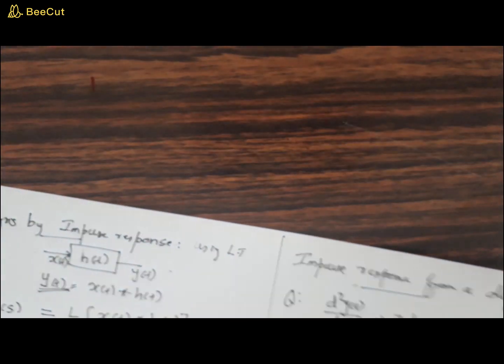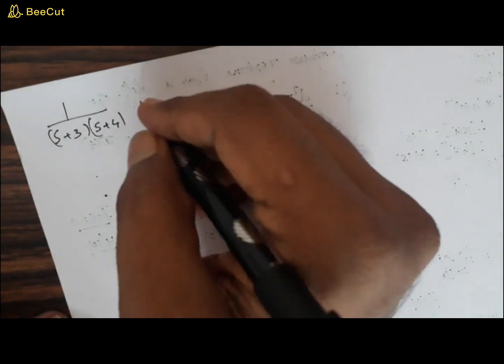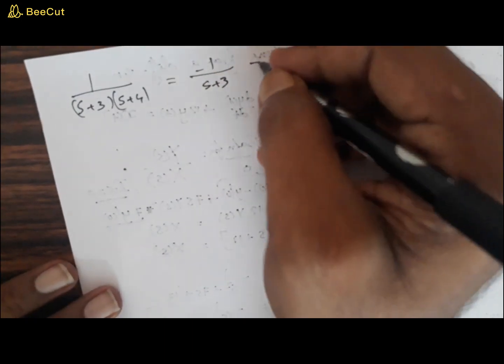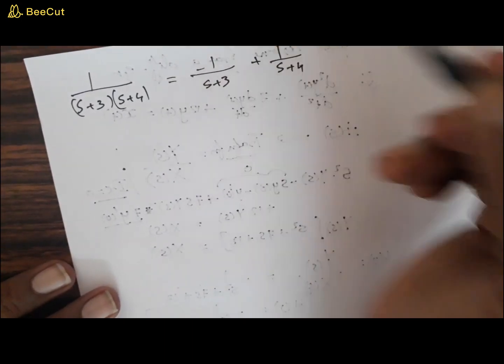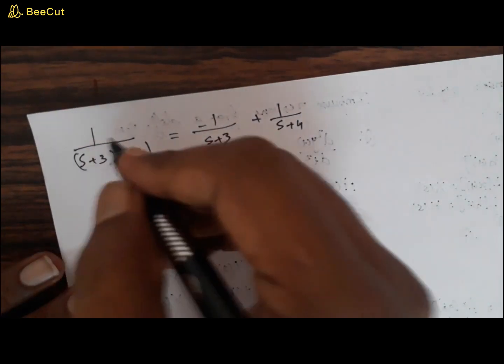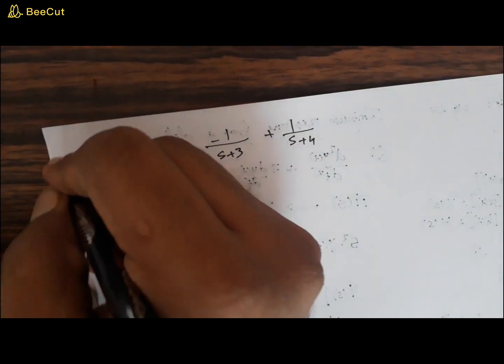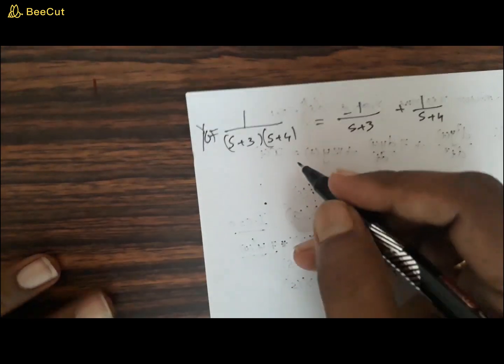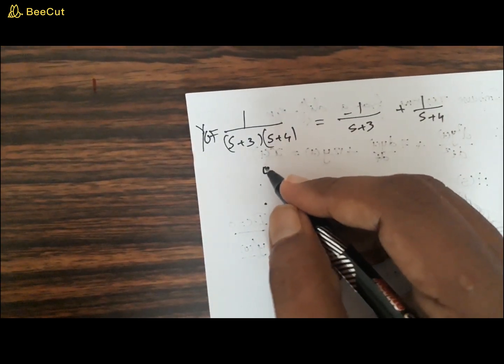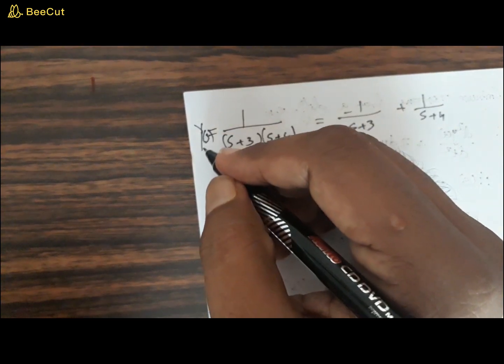Now what to do? So this is your 1 by (s plus 3) into (s plus 4), isn't it? 1 by (s plus 3) into (s plus 4) is equal to minus 1 by (s plus 3) plus 1 by (s plus 4). Okay, so this is your Y of s. We need to find out now what is this Y of s.